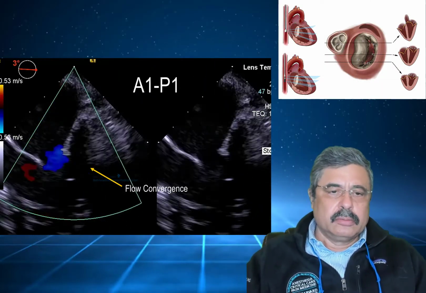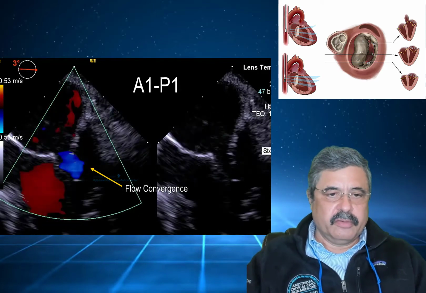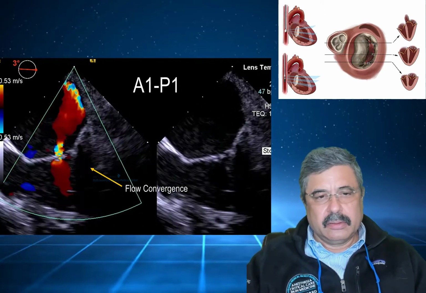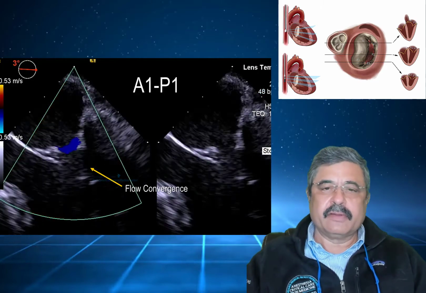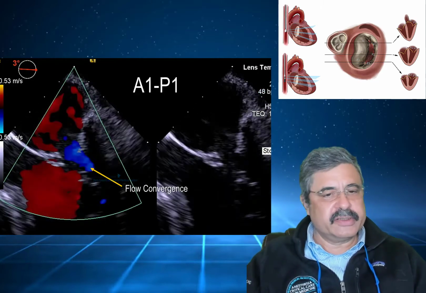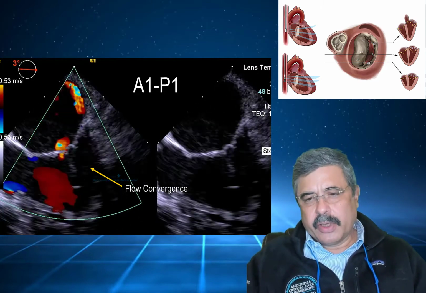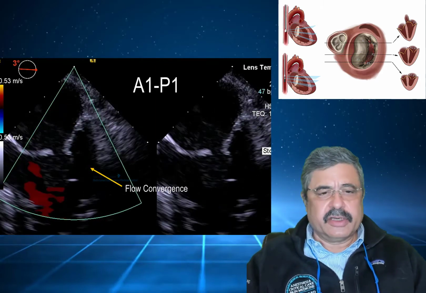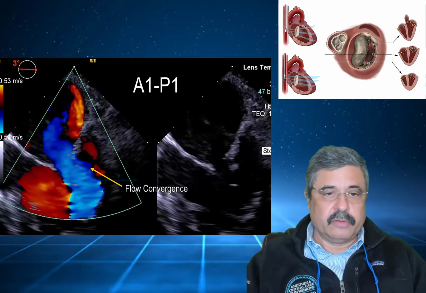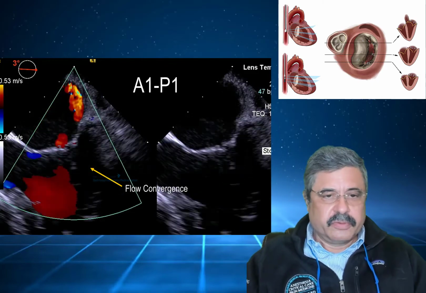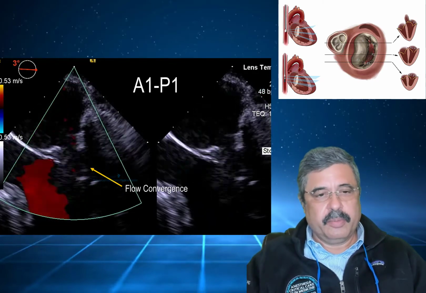So as step one, we position the probe in the upper esophagus at the lateral and the most superior portion of the mitral valve, and that's A1 and P1 scallops. As you can see in this specific recording, there is some regurgitation jet, but there is no flow convergence, which means the origin of the regurgitation jet is not at A1, P1 scallops.